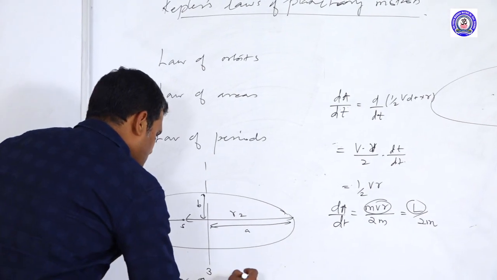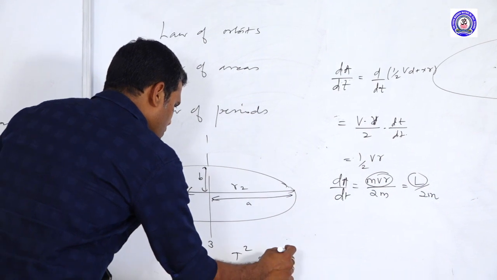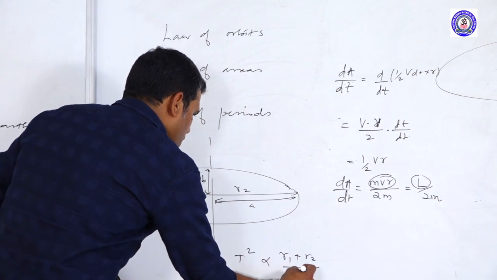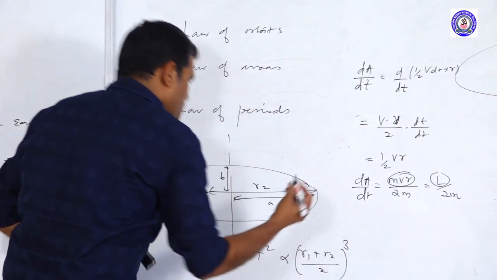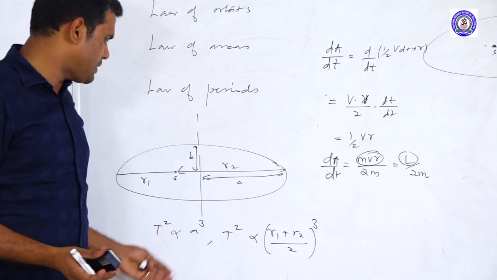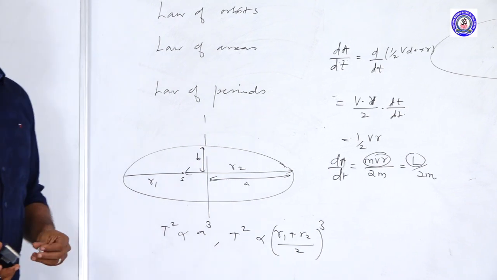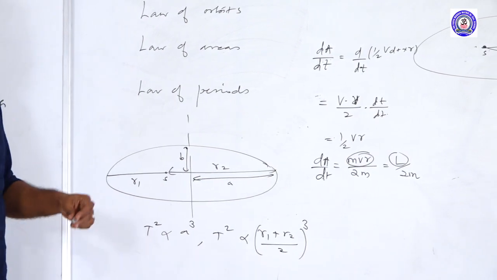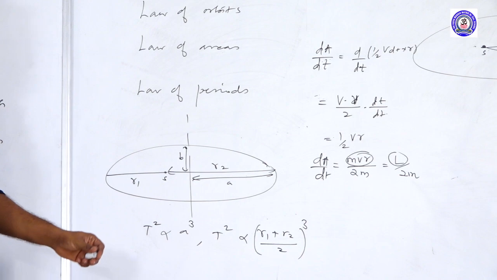This can also be expressed as T square is proportional to r1 plus r2 by 2 the whole cube. This is another way of expressing Kepler's third law of planetary motion, which we call the law of periods. Right?